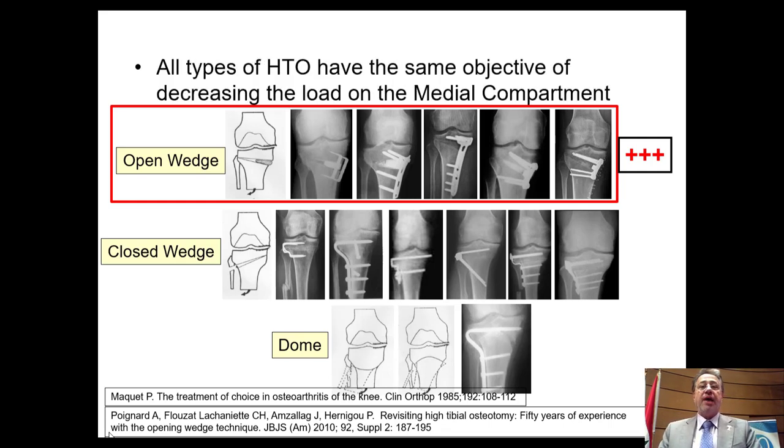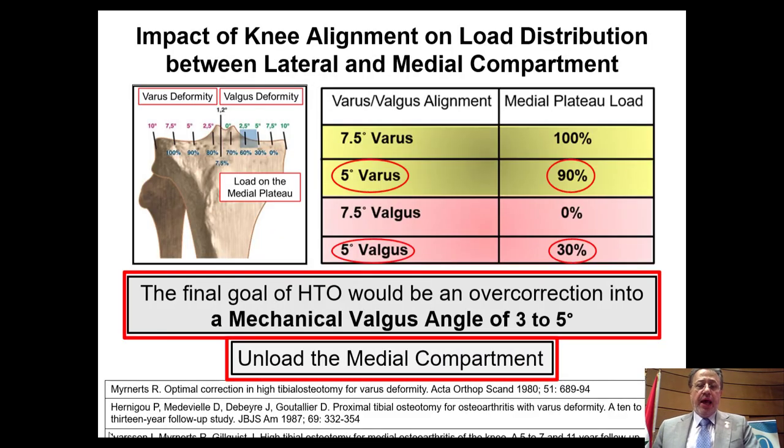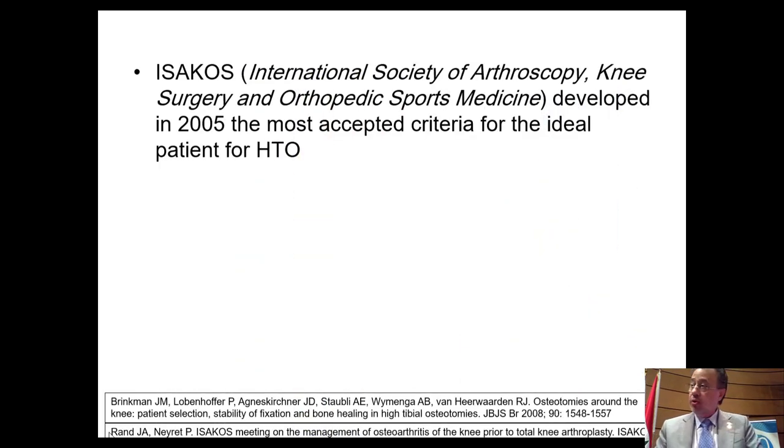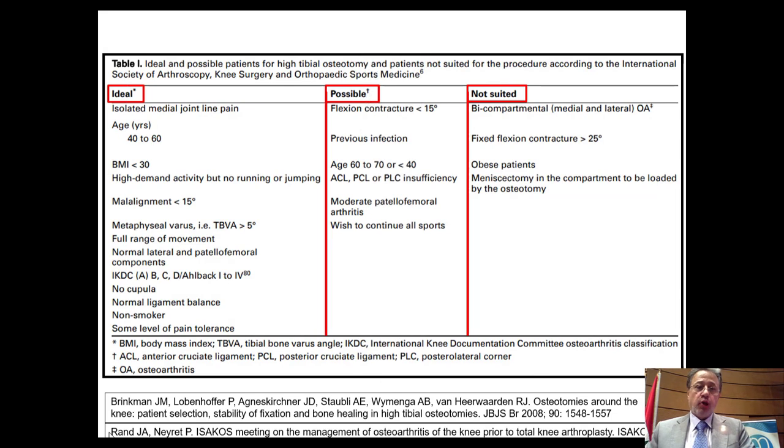However, all these types have the same objective of decreasing the load on the medial compartment, and the final goal of the tibial osteotomy would be an overcorrection into a mechanical valgus angle of 3 to 5 degrees, to unload the medial compartment. So the indications, according to the SSOS recommendations: the ideal indication for tibial osteotomy is an isolated medial compartment disease.